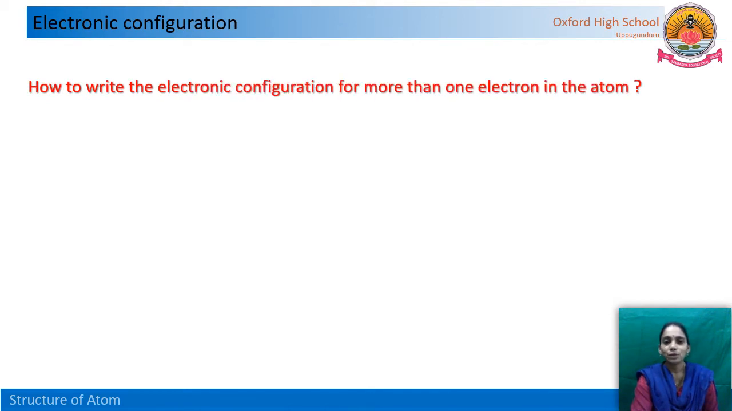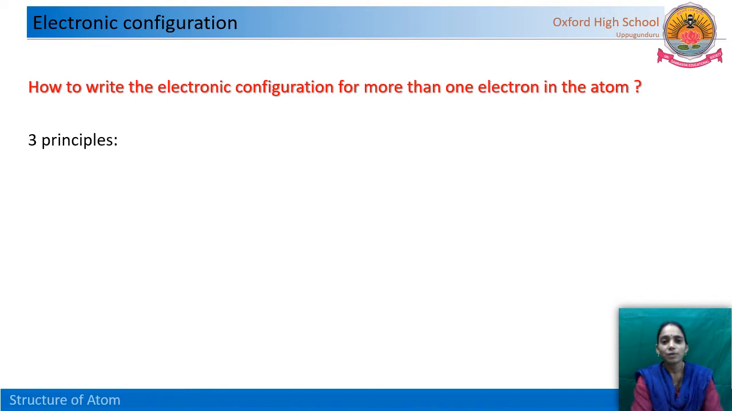How to write the electronic configuration for more than one electron in an atom? We know that in our periodic table, we have 118 elements. In the previous slide, we have learned how to write the electronic configuration for only one electron. That means we have written for hydrogen atom. What of the remaining atoms? Because all the remaining atoms consist of more than one electron. So is there any particular method or any set of rules? Yes. What are those? Let us see.